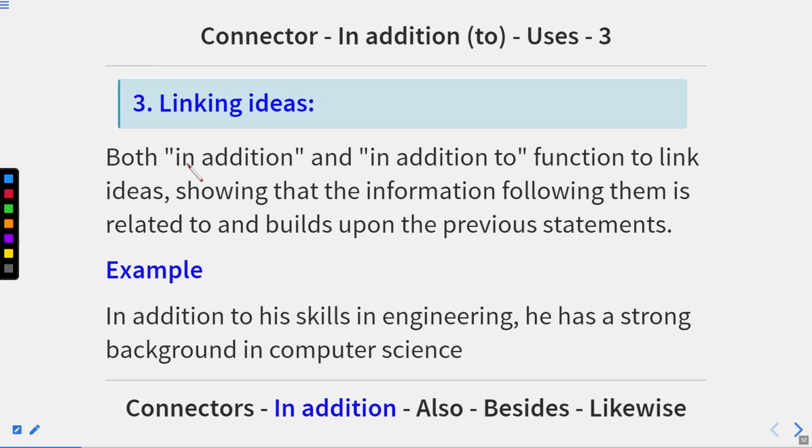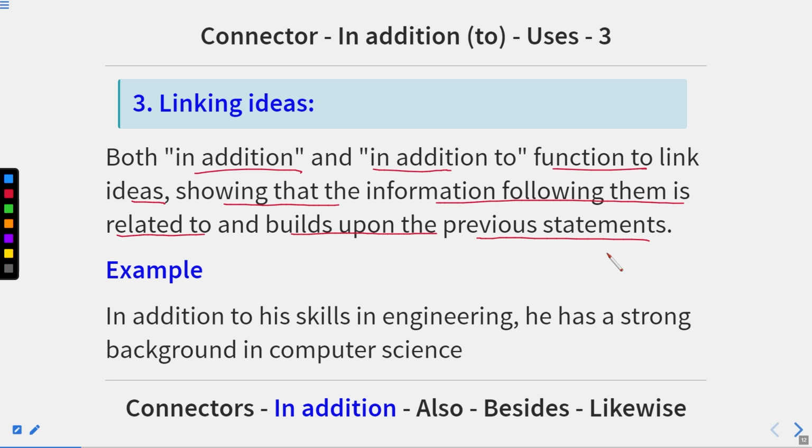Now, linking ideas. Both "in addition" and "in addition to" function to link ideas, showing that the information following them is related and builds upon the previous statements. It means whatever has been previously stated, we are just elaborating or emphasizing that particular statement which is already given to us. We are providing extra information about that particular point, and it links to the previously said statement.